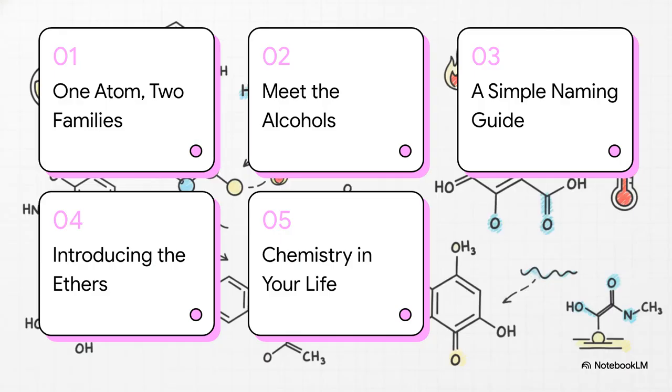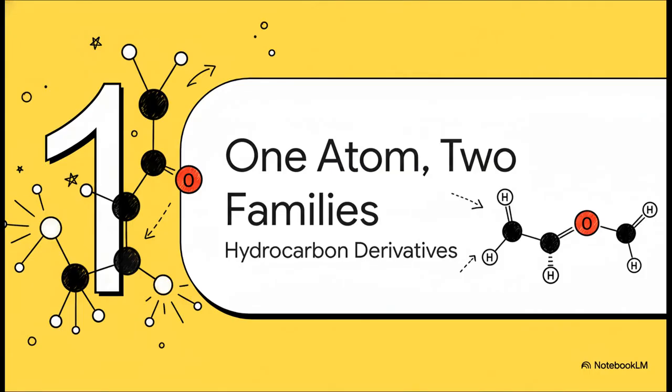So here's our game plan. First, we're going to see how that one atom creates two distinct molecular families. Then, we'll meet the alcohols and learn the simple code for naming them. After that, we'll get introduced to the ethers. And we'll wrap it all up by seeing how this chemistry is playing a massive role inside your own body. All right, let's get into it.